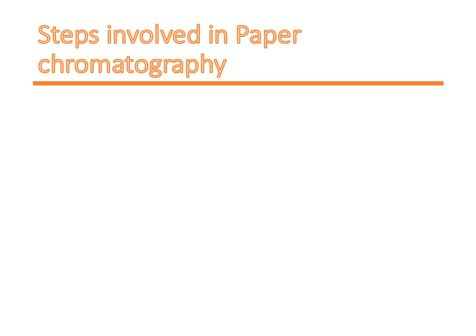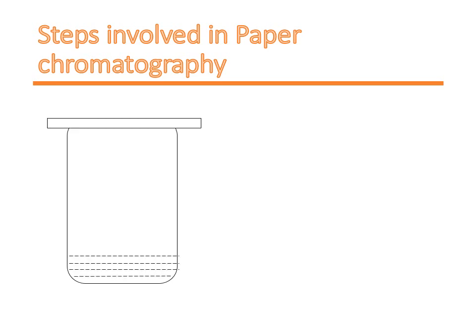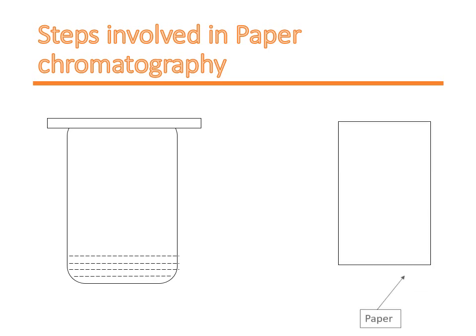Let us look at the steps involved in paper chromatography with the help of a diagram. Initially, a chromatographic chamber is taken. In this, the required quantity of mobile phase is added and it is kept covered for the saturation purpose. Now simultaneously, the paper is taken. On the paper, a line is marked where the sample is to be applied. The sample is now applied with the help of fine capillary or micropipette on the paper. The sample has to be in the clear solution form.